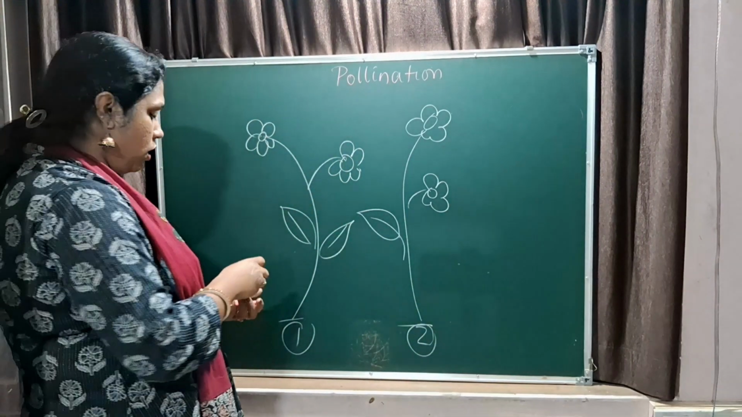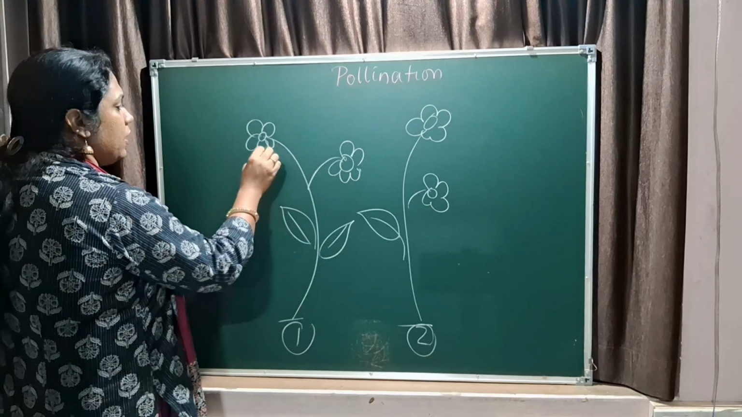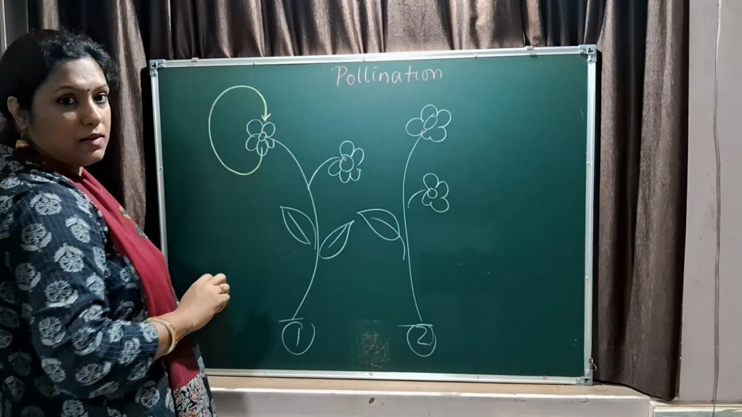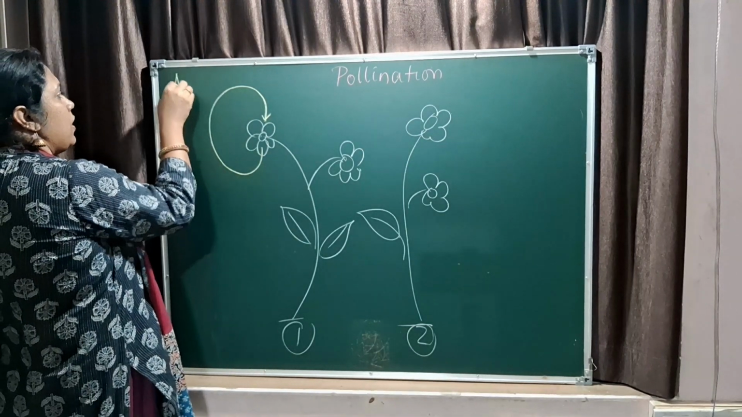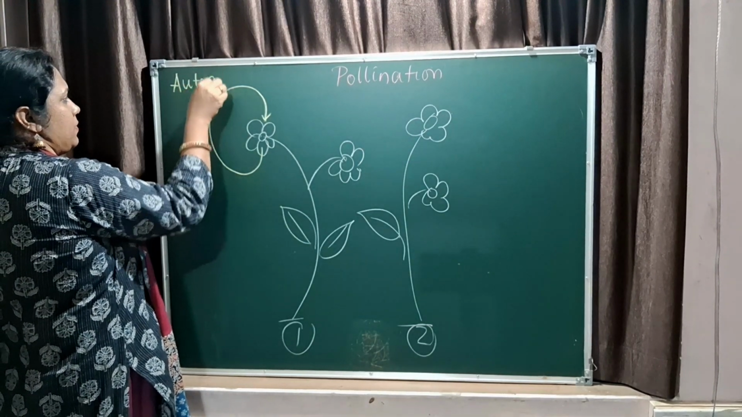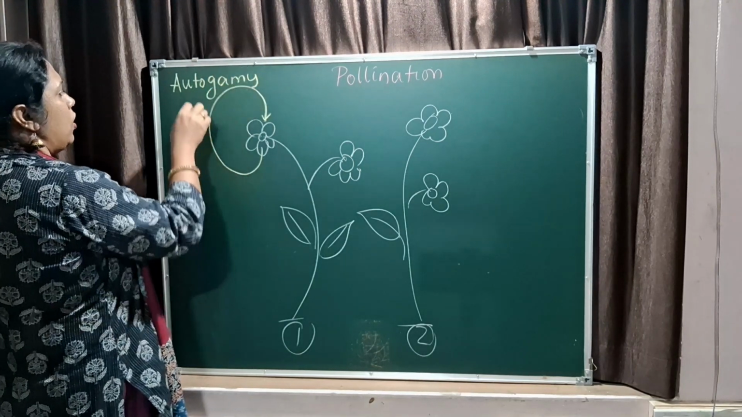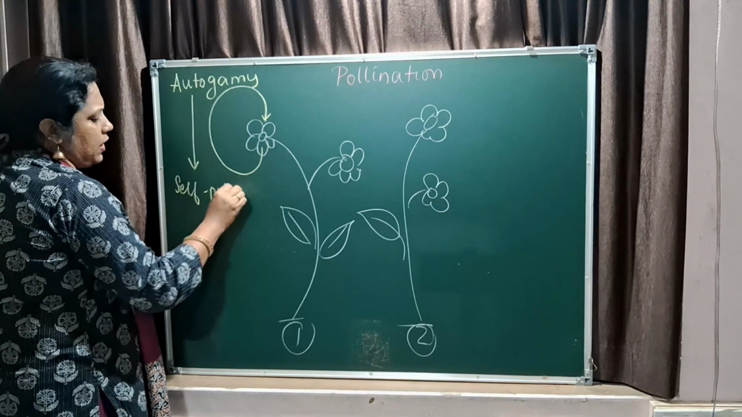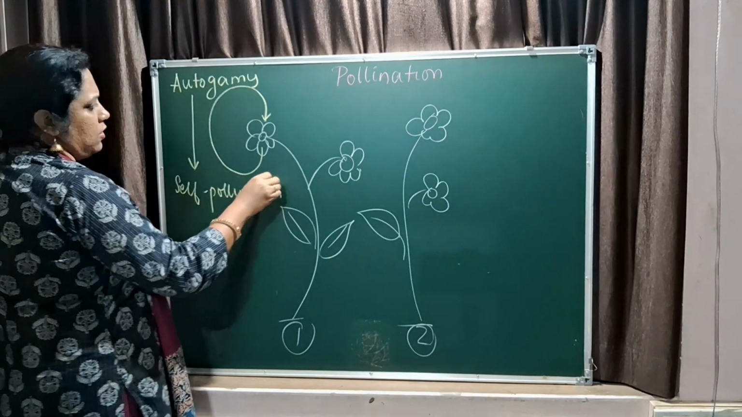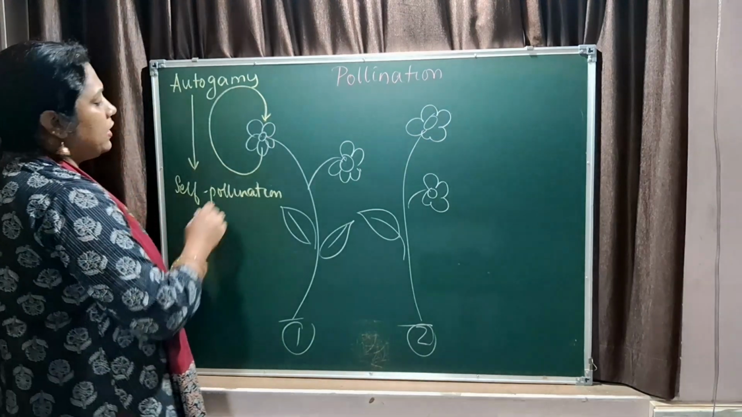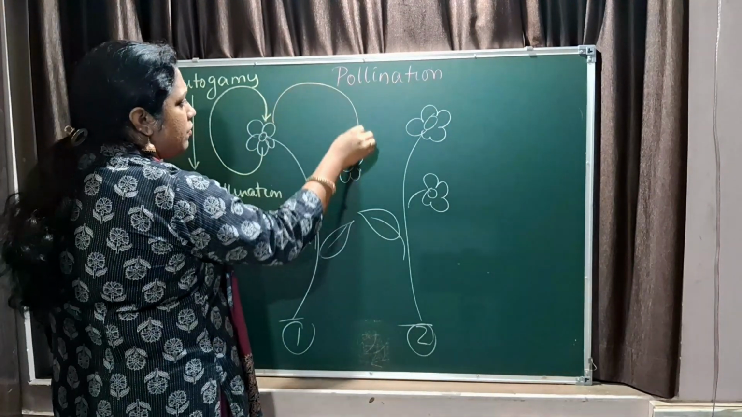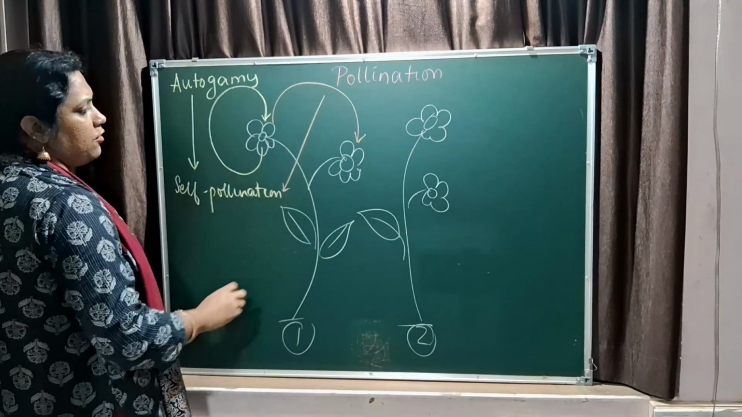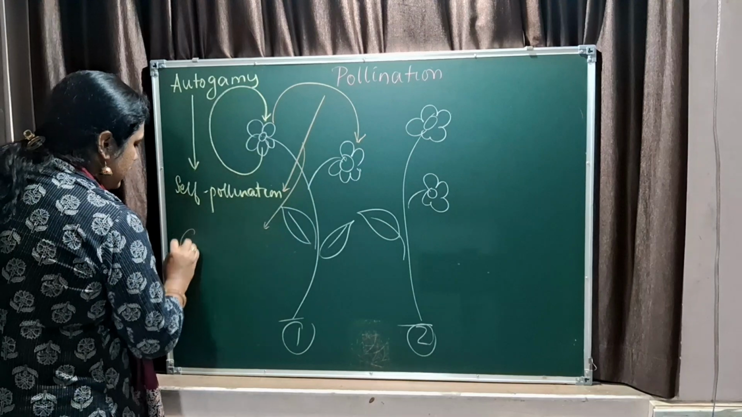Okay. So when you talk about the process of transfer of the pollen from the anther of a flower to the stigma of the same flower, this is called autogamy. Autogamy is actually self-pollination, because it is the same plant which is being pollinated. Similarly, when the pollen from the anther of a flower goes to the stigma of the other flower of the same plant, it is again a type of self-pollination, and the name of it is Geitonogamy.